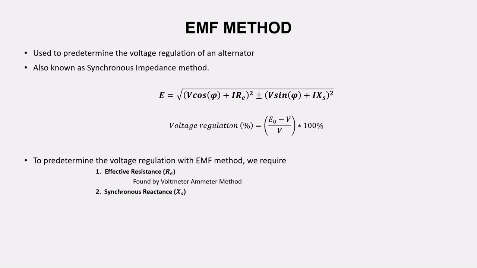Effective resistance can be found by using the voltmeter ammeter method. Synchronous reactance can be found by performing open circuit and short circuit tests. This is the formula for synchronous reactance. Zs, which is the synchronous impedance, is found by performing open circuit and short circuit tests. Re is the effective resistance, which we found earlier by the voltmeter ammeter method. Now let us see the open circuit and short circuit tests, and let us discuss how to perform those tests.